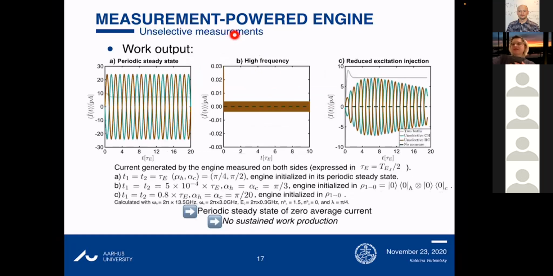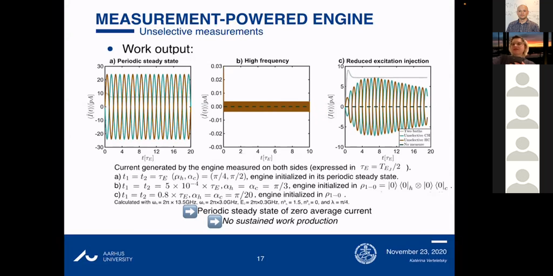And we could see that if we use unselective measurements, so if we measure but we forget about the result of our measurements, it doesn't matter which state we start, and it doesn't matter how we measure it, either with a high frequency or by reducing the excitation injection that our measurements put into our system, we always end up in a zero work production state. So we can have a little bit of positive work in the beginning of the operation, but in the end, it always goes to zero.